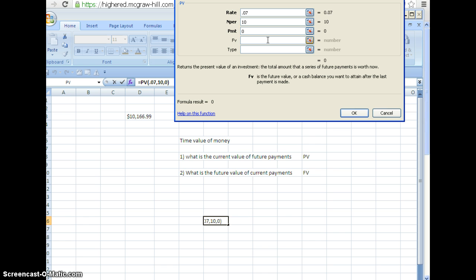Now the future value, we're going to enter the future value in as a negative number, because what happens is you enter the future value in as a negative number, meaning that's what's going to come.